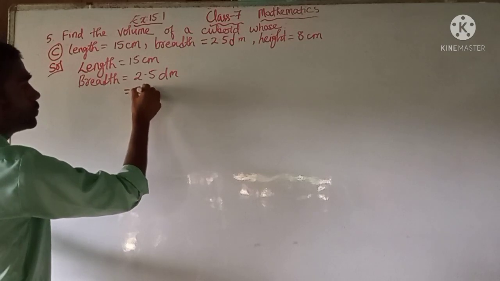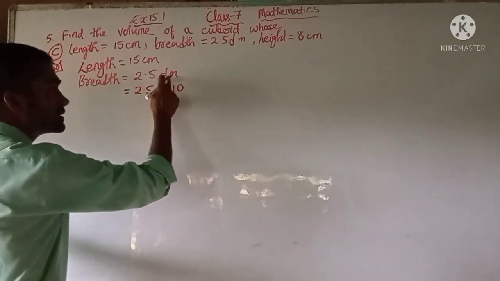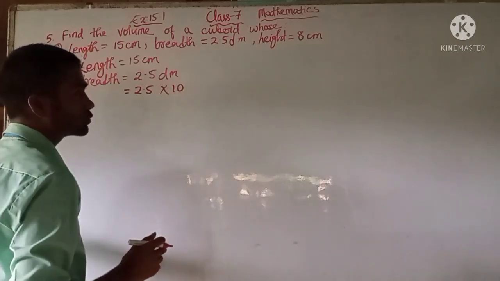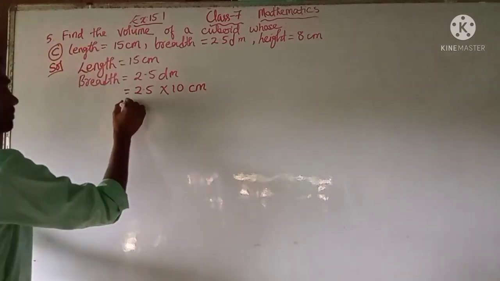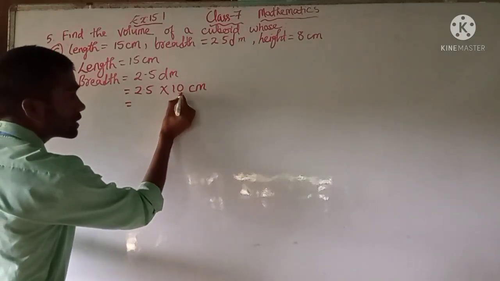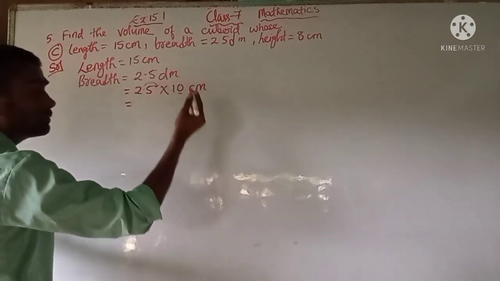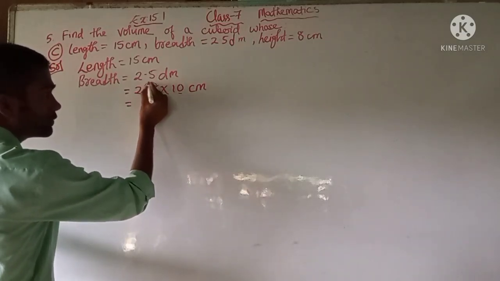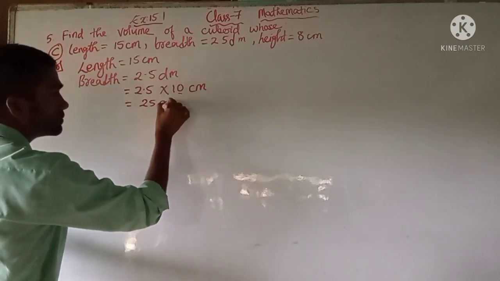So 2.5, we will multiply it with 10 in order to convert this decimeter into centimeter, because 1 decimeter is equal to 10 centimeter. So the unit will now change into centimeter. If we are multiplying 2.5 with 10, the decimal point will move one digit to the right hand side. So we get 25 centimeter.